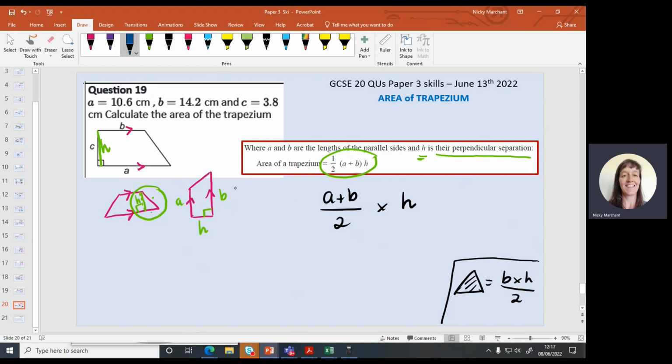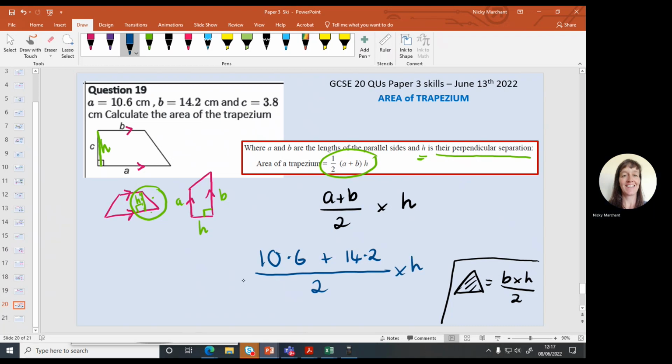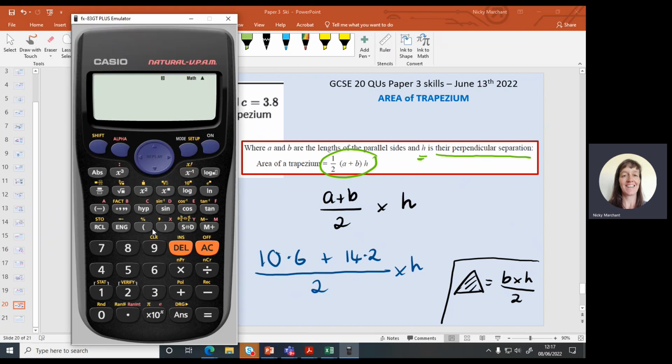So put our numbers in. A is 10.6 and B is 14.2. And we're going to divide by 2 and then times by H. So let's do that on our calculator. Be very careful you've typed it in correctly. We've got a fraction here. It is a fraction, isn't it, written like that? Or you can do it in this method they've given you in the formula, absolutely fine, with the bracket.